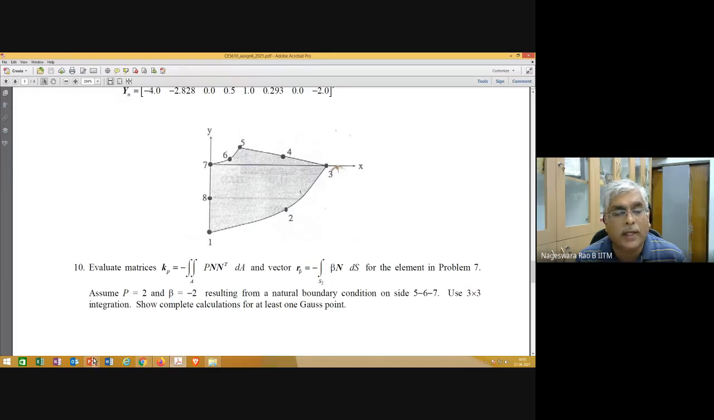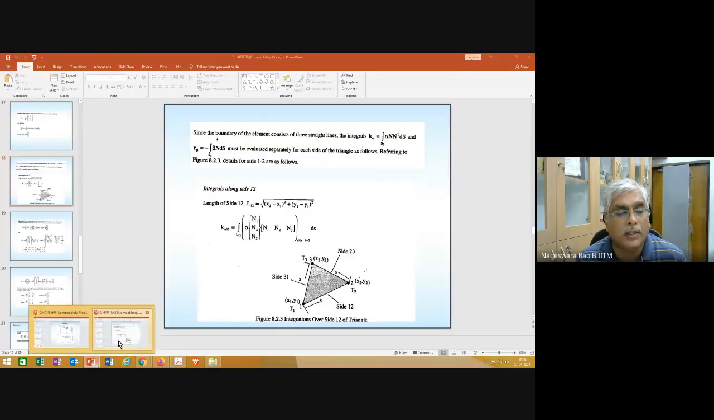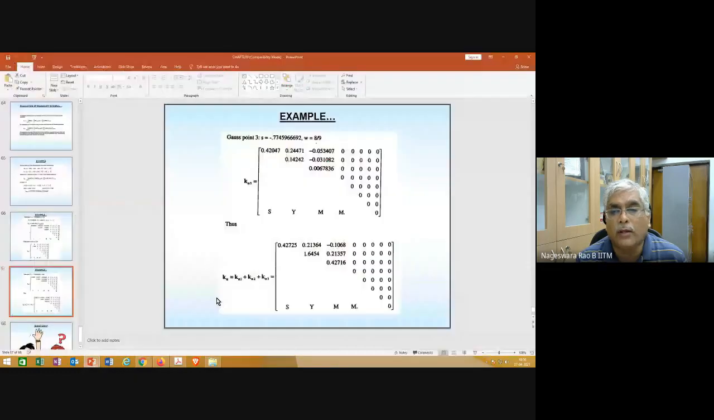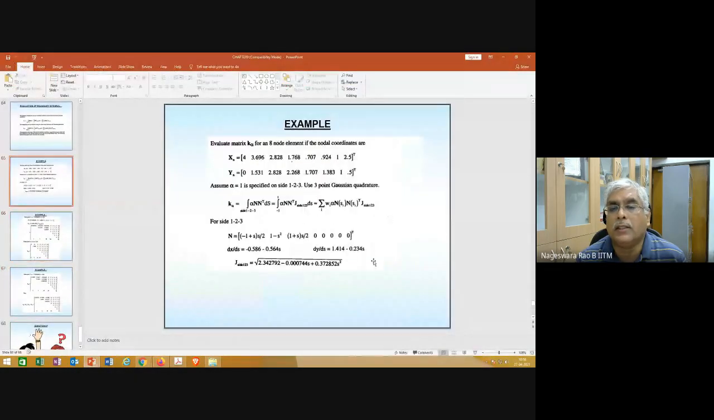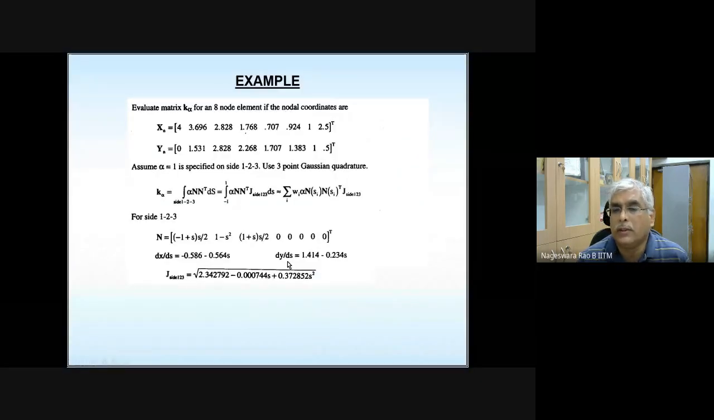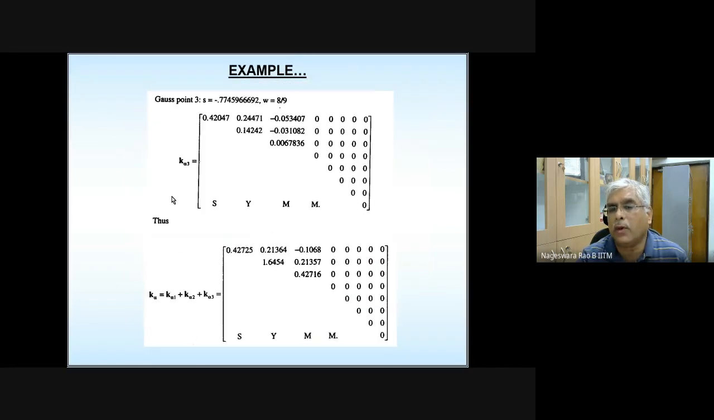So an example is given here. You follow this example and use 3 points. Here it is illustrated along side 1, 2, 3, using 3-point Gaussian integration, how to evaluate this K alpha. Whereas in the assignment you are asked to evaluate an integral which is named R beta. Everything is given there. You follow this and complete assignment 6. Okay.